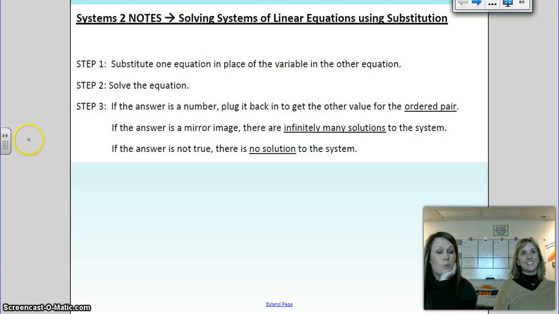Hey there. We are going to be talking about solving systems a new way now. We're going to solve using substitution. So you're not graphing anything at all. You're still going to write your answer as an ordered pair. And there are 3 steps in doing this. We'll show you how these steps work in just a minute.